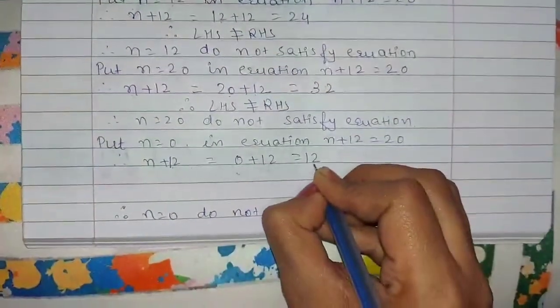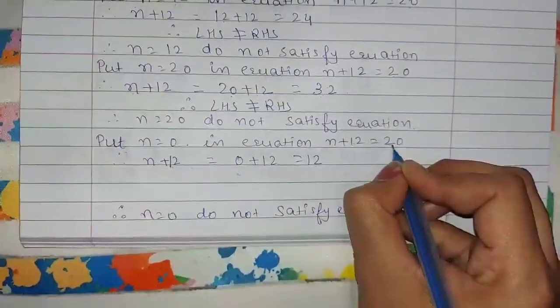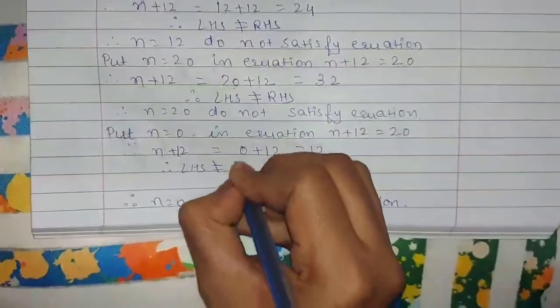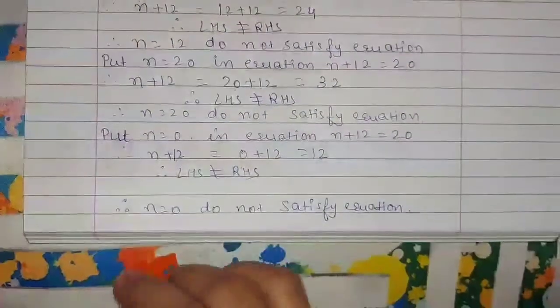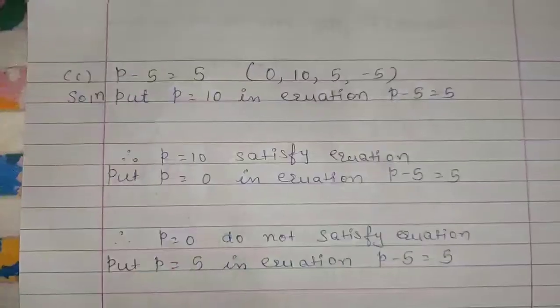Now this 12 is what? LHS. But in RHS it is 20. So the values are not equal. Therefore LHS is not equal to RHS. Therefore n equals 0 does not satisfy the equation.